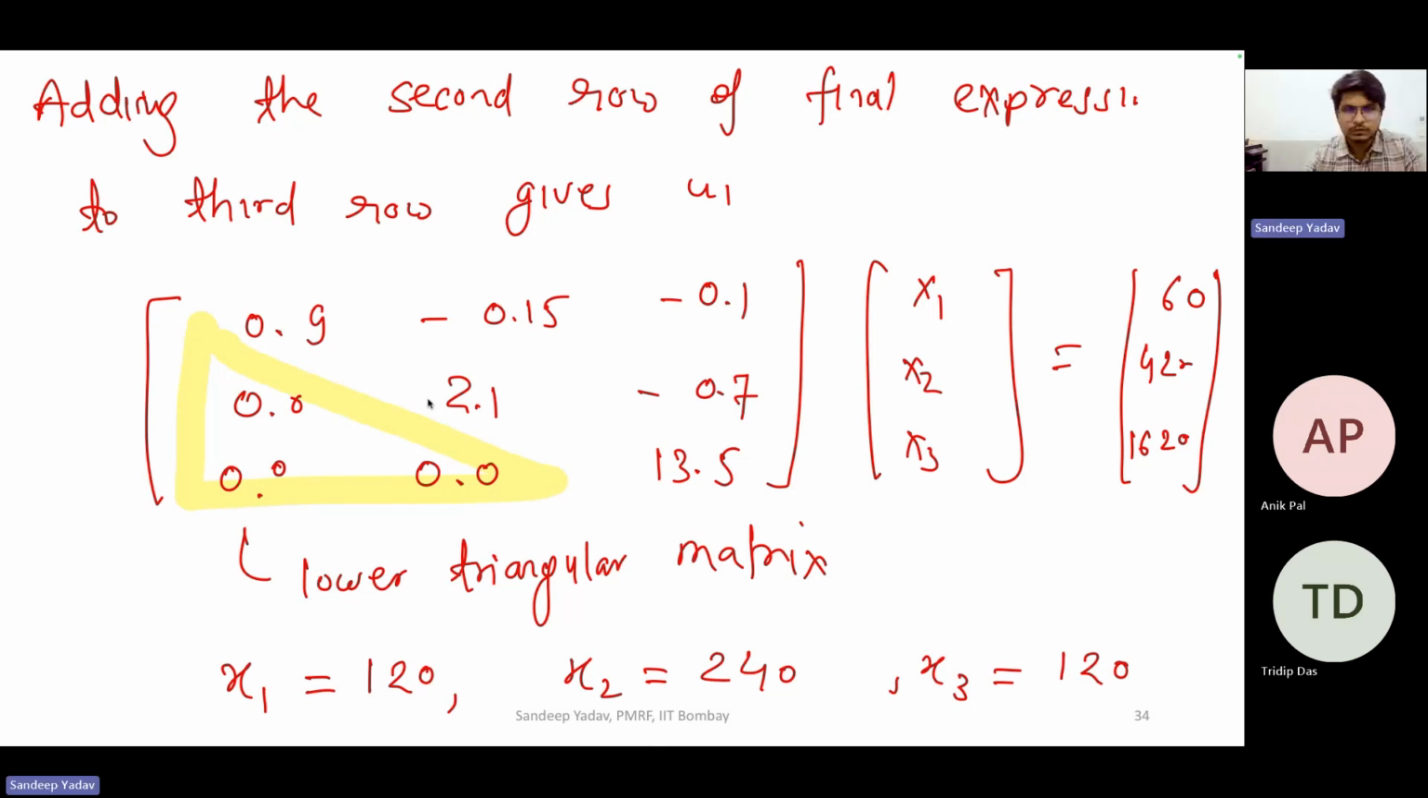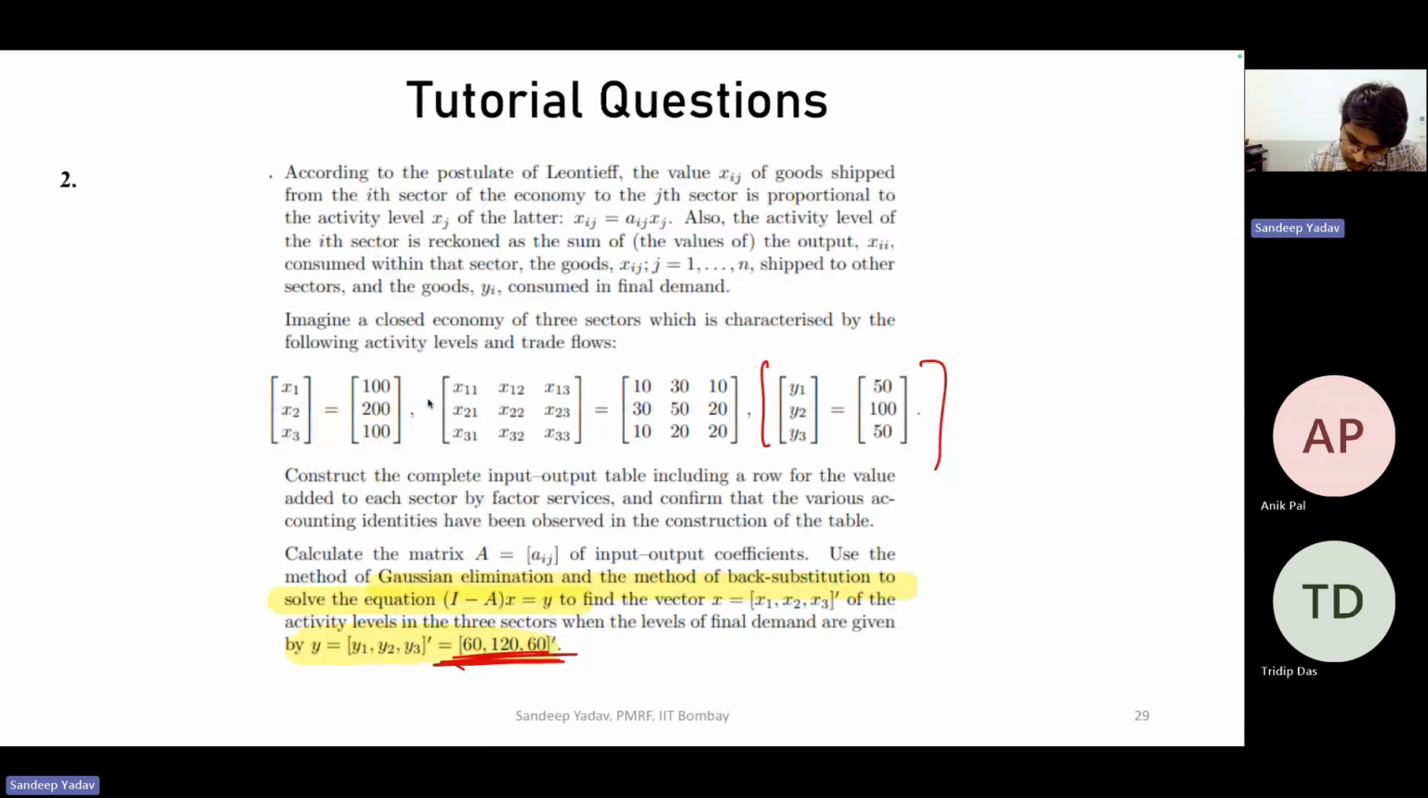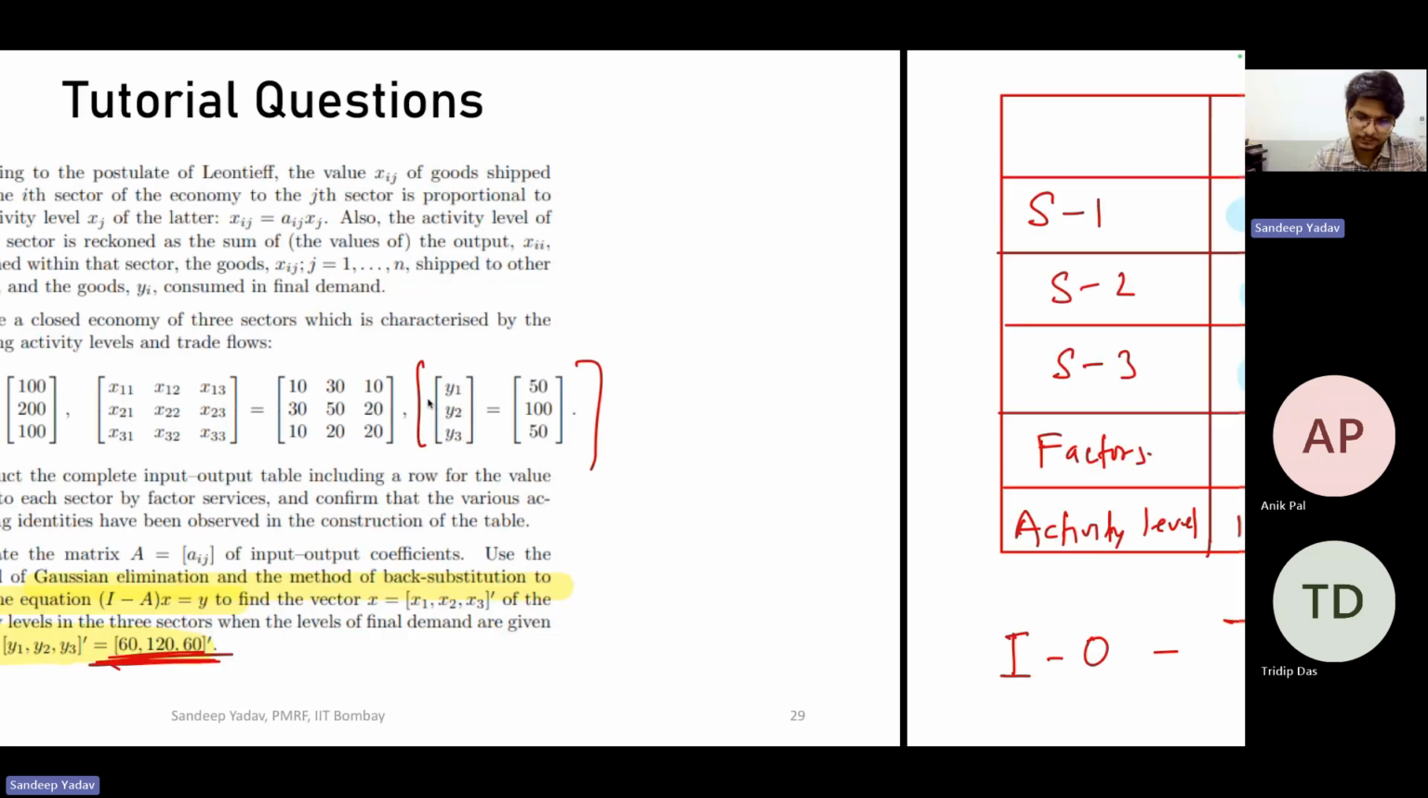Yes. So when we solve this, we will get these equations, the values. So finally, the question was asking the activity levels of three sectors. Calculate the matrix A, which is equal to a_ij that we have calculated. And the activity levels from the sector and the final demands are given. So that's what we have calculated here.